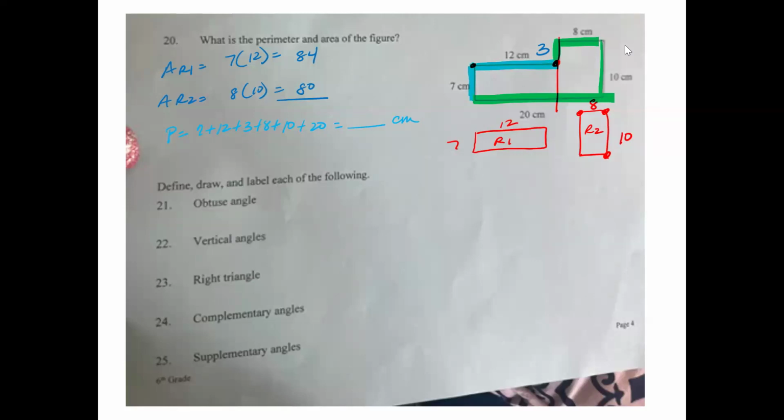So what is your perimeter? What is that? My perimeter. 60 what? Okay. Okay, perimeter. All right. Define, draw, and label the following. All right. Did you use a color pencil?